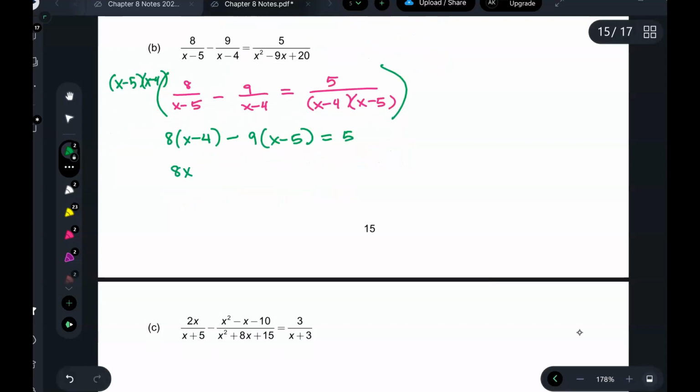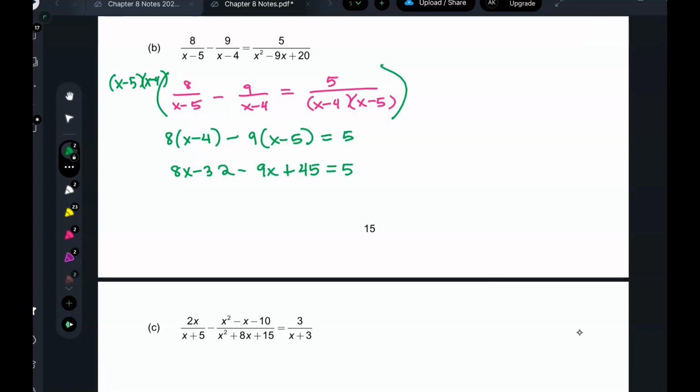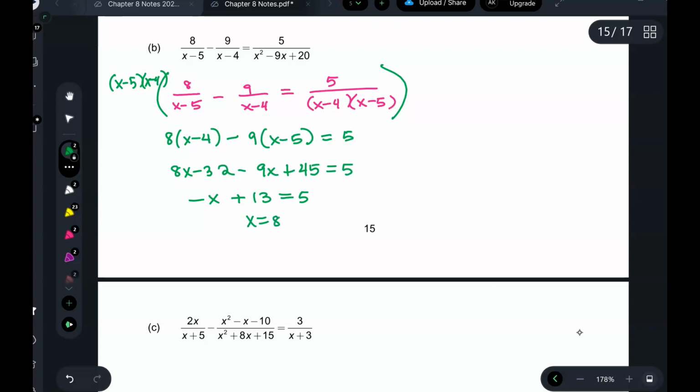Okay, so 8x minus 32 minus 9x plus 45 equals 5. So let's see, that'll give us negative x plus 13 equals 5. So x equals 8, because negative x would be negative 8, so x equals 8. Okay, now we're going to do a quick check.